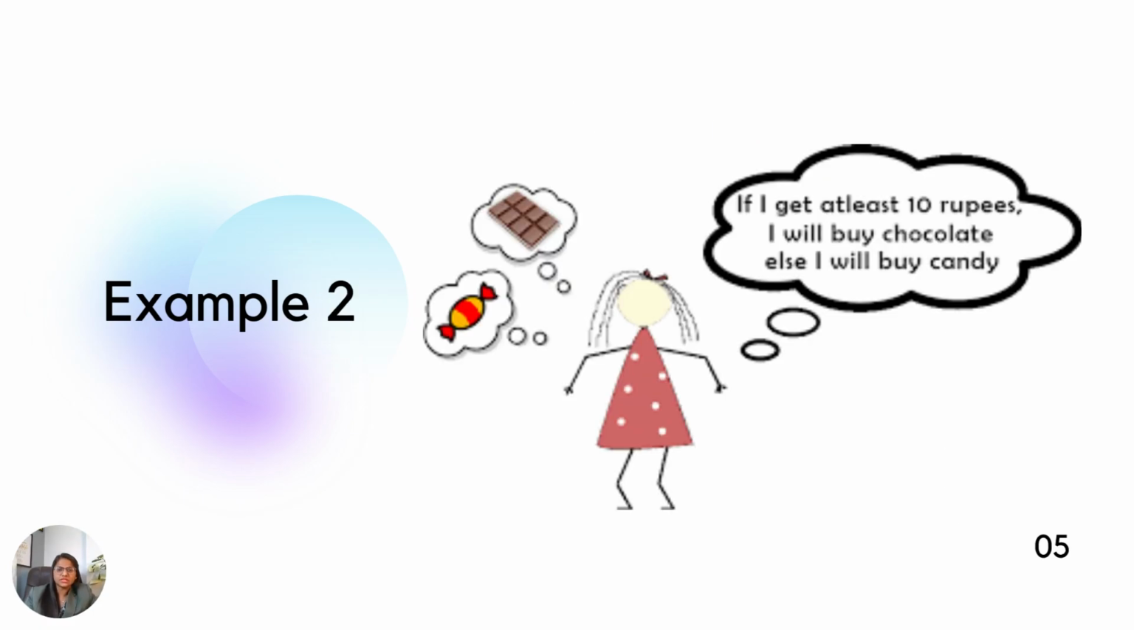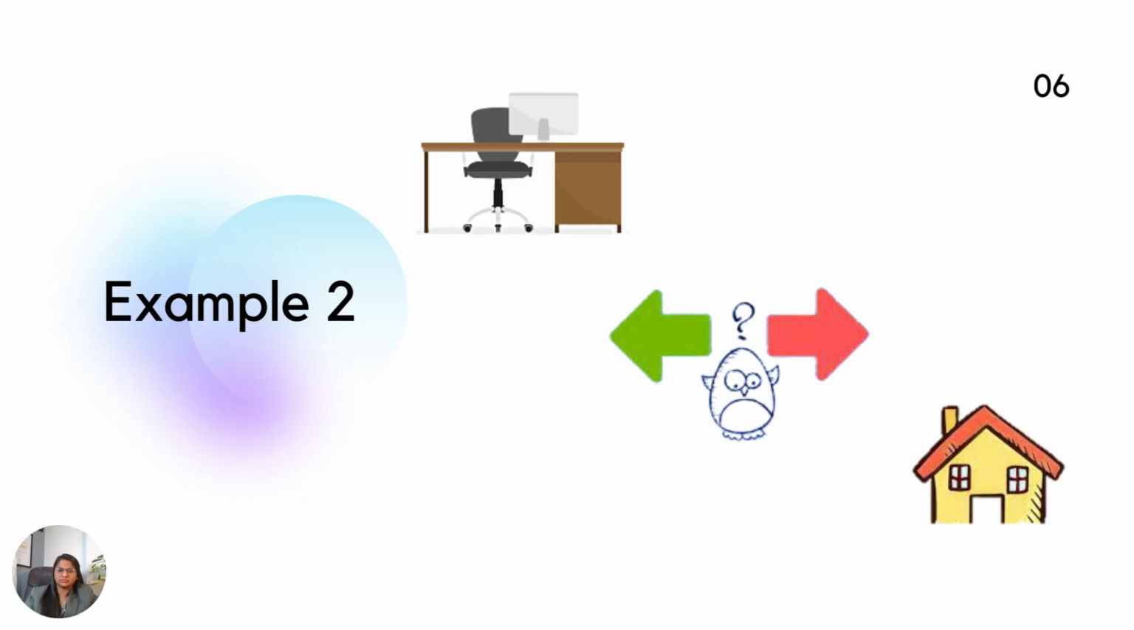So this is how the decision statement, the if-else statement, works. Now let's see one more example. A girl has 10 rupees. She decides to check her pocket to see if she still has that much money. If she has 10 rupees, then she's going to buy a chocolate. Otherwise, she's going to take a candy. So if I get at least 10 rupees, then I will buy chocolate, else I will buy candy.